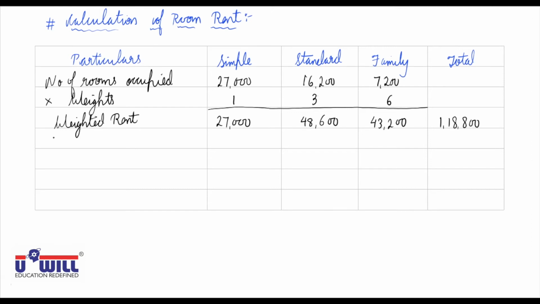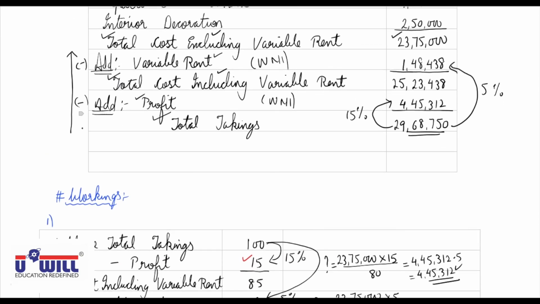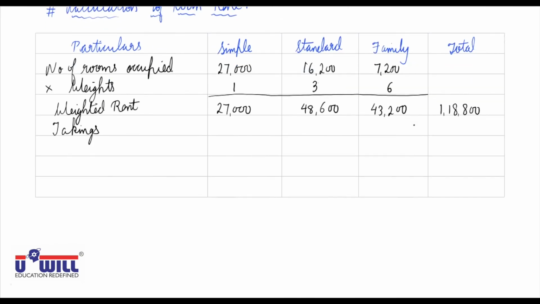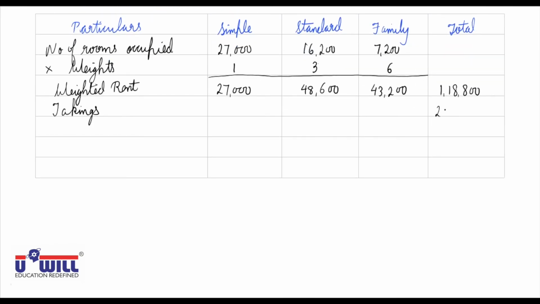Now total takings. Total takings we have calculated as 2968,750 is what we have to recover from all the 3 rooms. Now in this ratio, means 2968,750 against 1,18,800, 27,000. So 2968,750, how much?